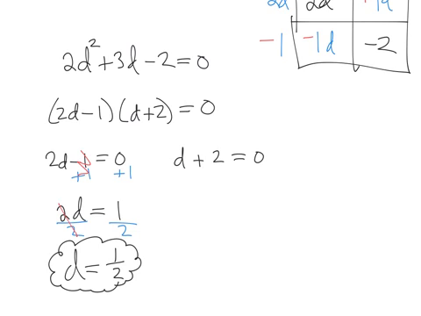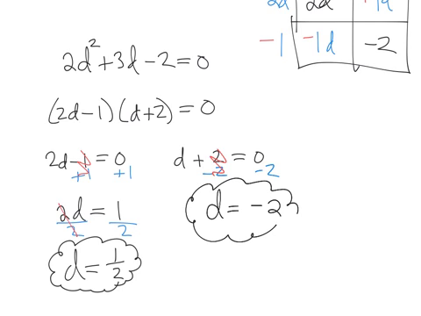So we're going to go over here and solve this one. So we're going to subtract 2 from both sides. The 2's cancel, so that gives us D is equal to negative 2. And we are officially done.